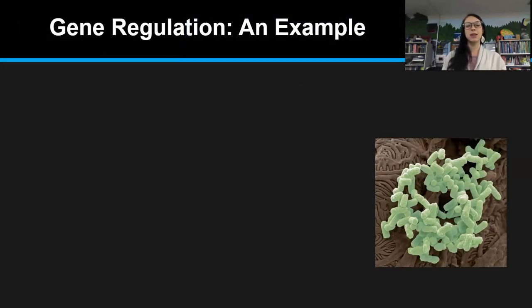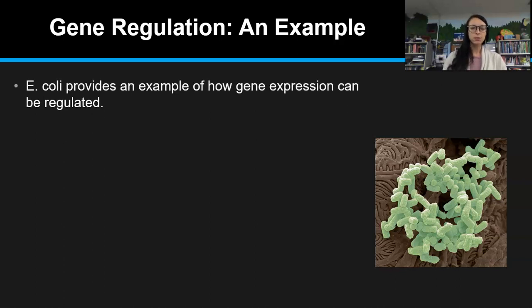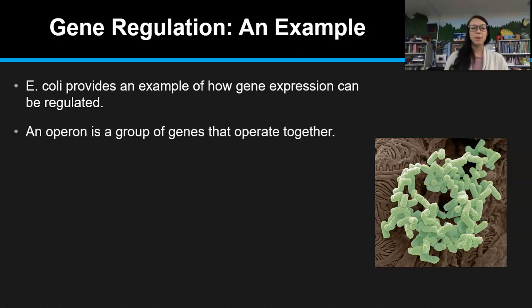All right, so let's start with an example of gene regulation. It wouldn't make sense for your body to turn on all your genes all at the same time. This is because you don't necessarily need every gene in your body on all at once. When you are a baby, you need some genes, and when you're an adult, you need other genes. So how can our bodies regulate this? We'll approach this from an example. E. coli is a bacteria, and it's what we'll use as our example of how gene expression can be regulated.